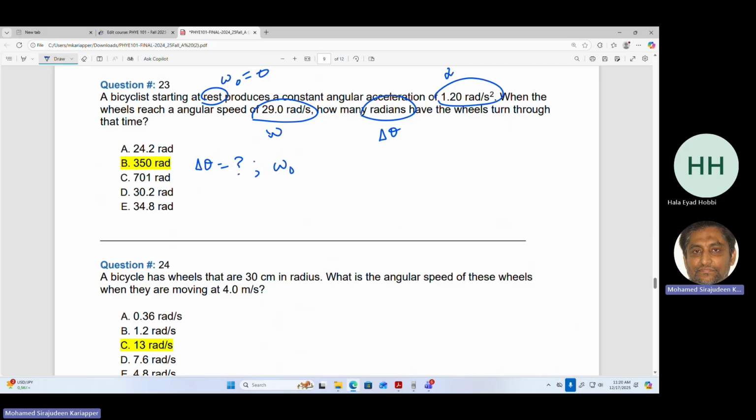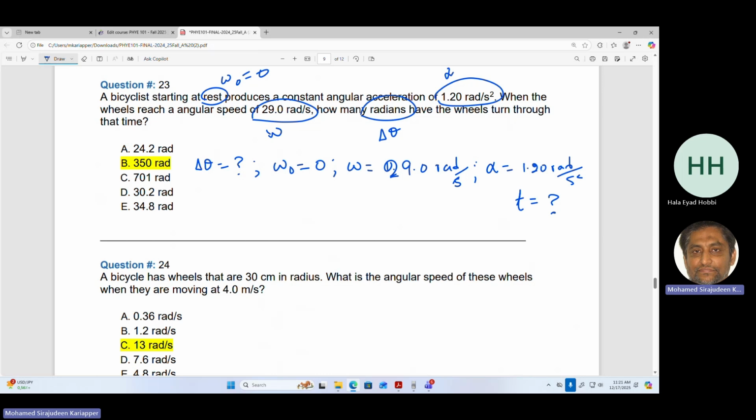Then do we know the omega 0? Yes, 0. Do I know the final velocity? Yes, 29 radian per second. And do I know the angular acceleration? Yes, 1.2. What is left now? The time. Do I know the time? No. Okay, no problem. We have three things given, only two unknowns. So I can pick the correct equation to answer this question immediately, in one step without going through two steps.